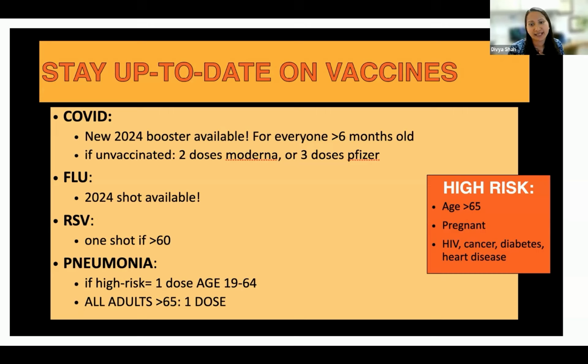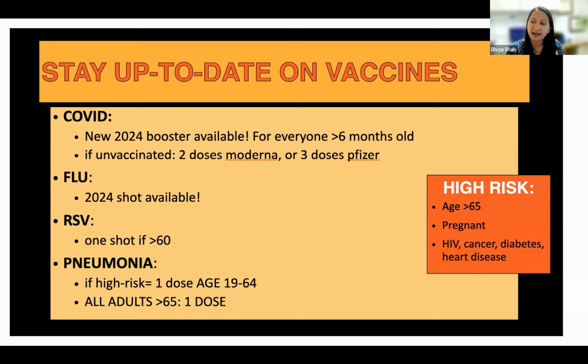RSV is for folks over the age of 60, and as of right now, it's a one-shot deal. We're not repeating that vaccination. Once you get it, you're good for a bit. And the pneumonia shot, which is indicated for people who are over 65. If you're over 65, ask your doctor about the pneumonia shot or your pharmacist.